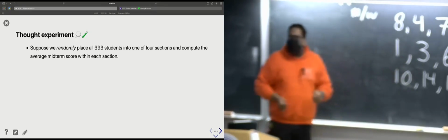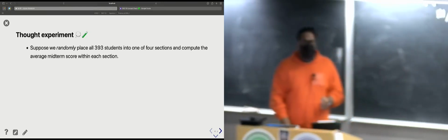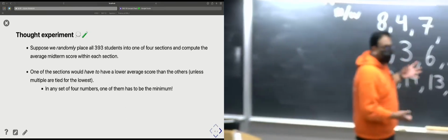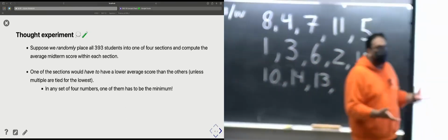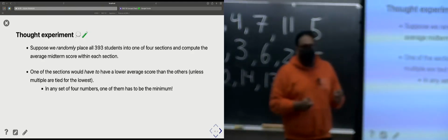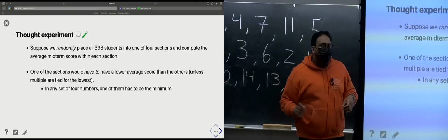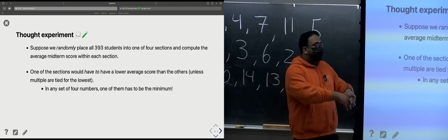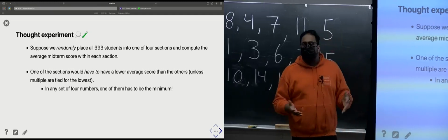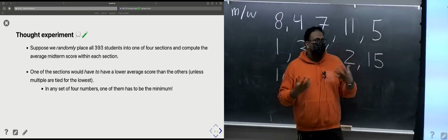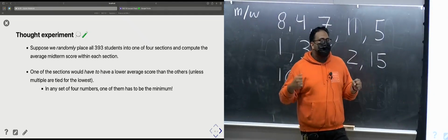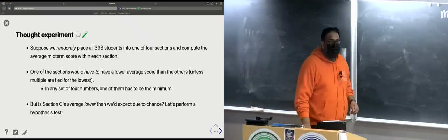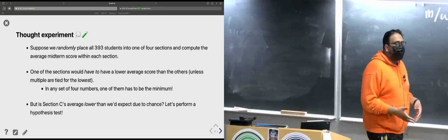And we compute the average score within each of those 4 bins. Now, it might seem basic, but it's true. One of the 4 sections, by definition, would have to have the lowest average midterm score. If I took the 4 people sitting at the front here, one of you has to be the shortest. Similar idea, if I put everyone in a section, one of the sections has to have a lower average score than the others, unless there are a bunch of ties. Do we agree?